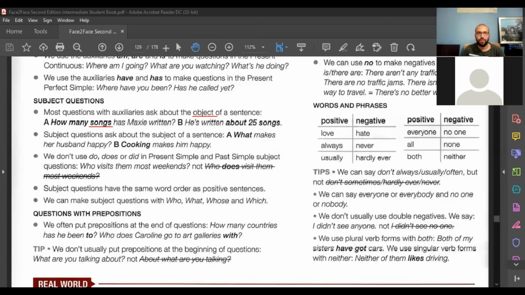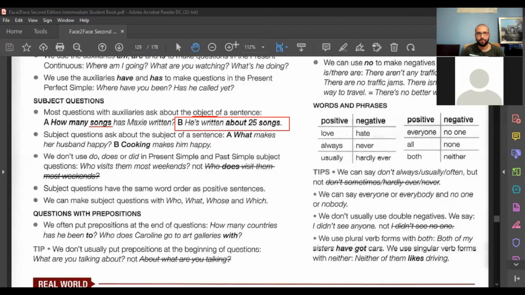So most questions in the English language are object questions. They ask about the object. But subject questions are different. They ask about the subject of the question. How do we know what's the object or what's the subject? Here, can you show me in this answer, where is the object and where is the subject?